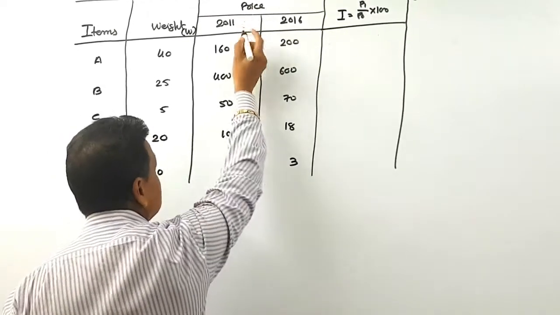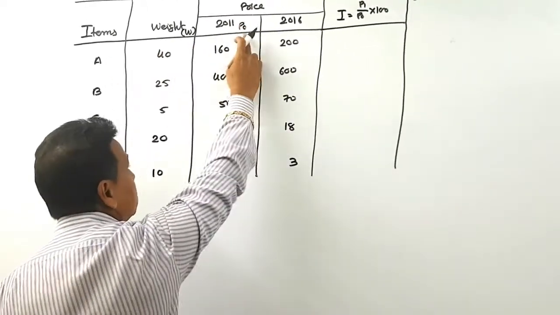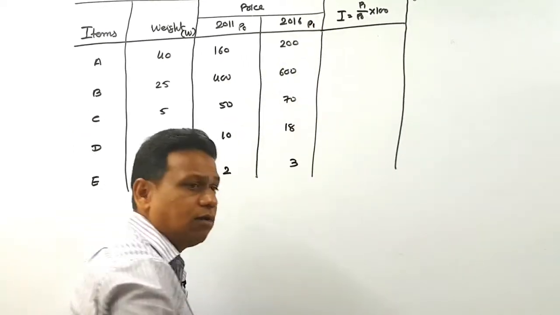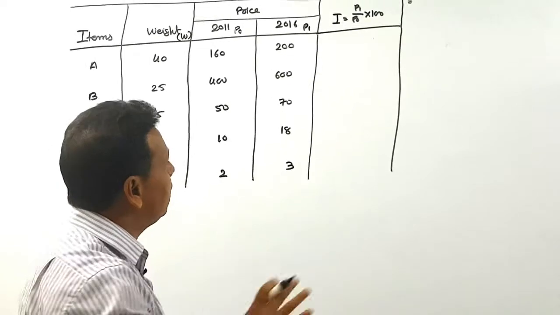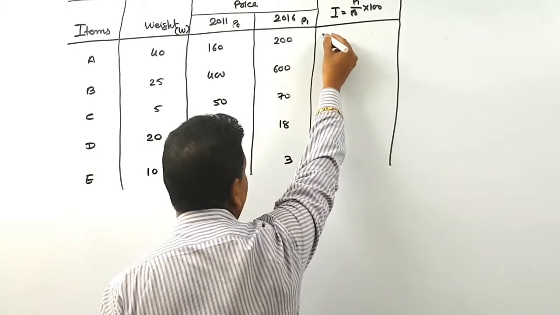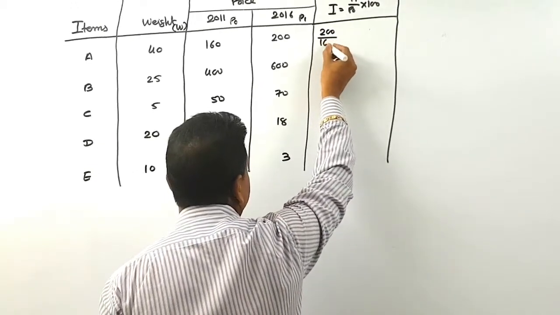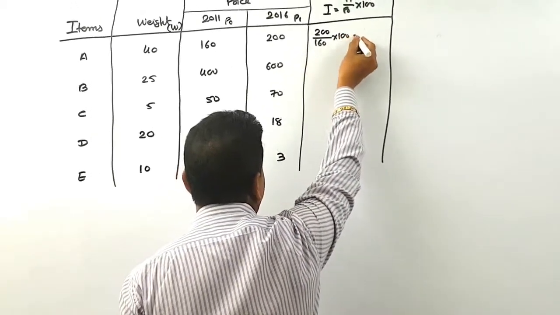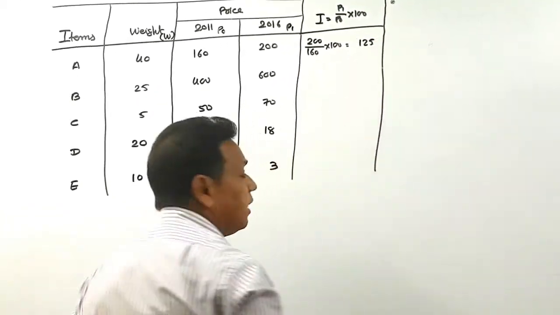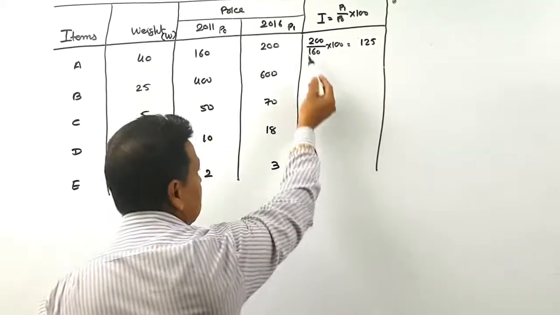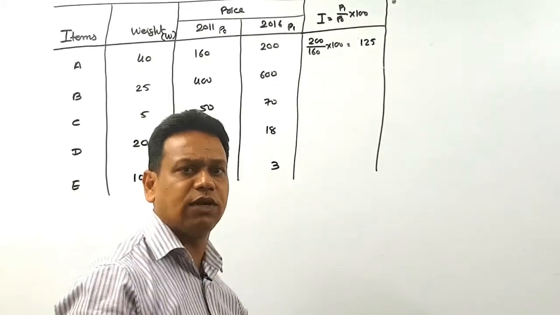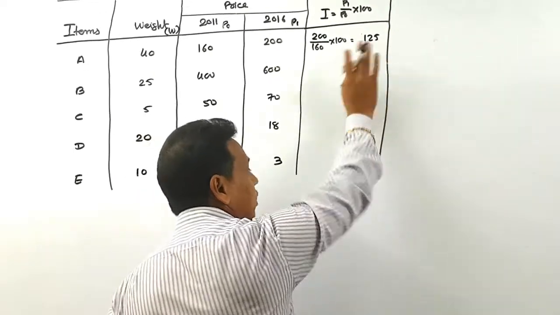So these are the prices. I would like to mention here P0, where 0 indicates the base year, and P1, where 1 indicates the price of the current year. Now the simple thing is that we use the formula to find the index number. So P1 200 divided by 160 into 100, and we get our answer, 125. It is not compulsory to mention the calculation over here. You can do the calculations in your calculator, and at the end you have to mention the answer over here.